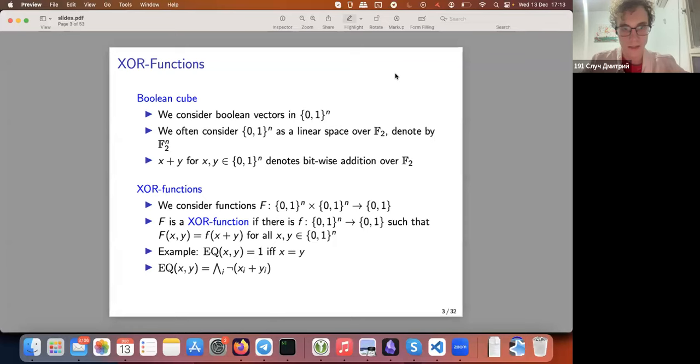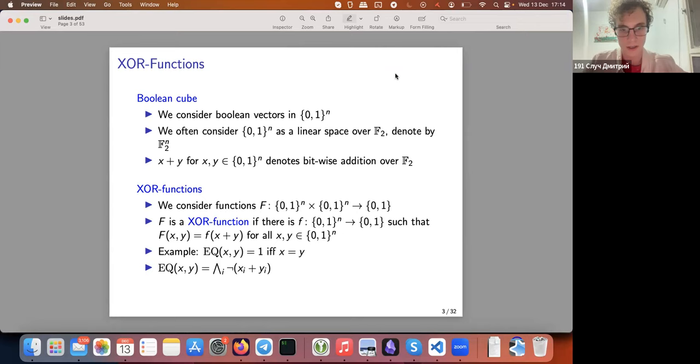And we study functions defined on the Boolean cube. We often consider Boolean vectors as a linear space over a field of two elements. And we denote the bitwise addition in the field of two elements with the plus sign. We study XOR functions, that is, functions of two arguments which are Boolean strings, and these functions can be expressed as some function of the XOR of its arguments.